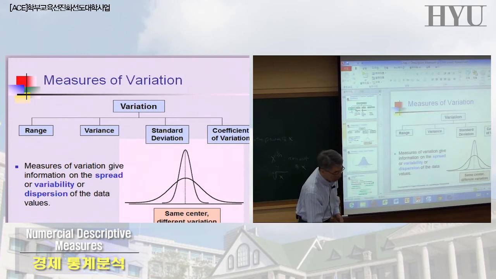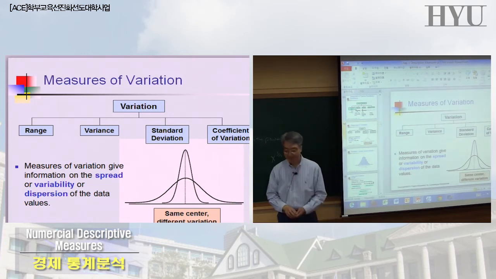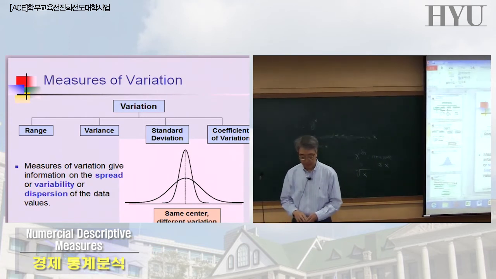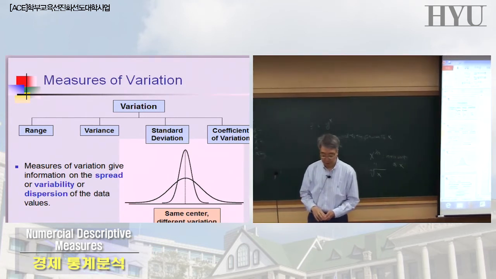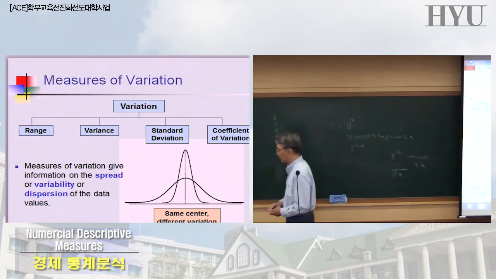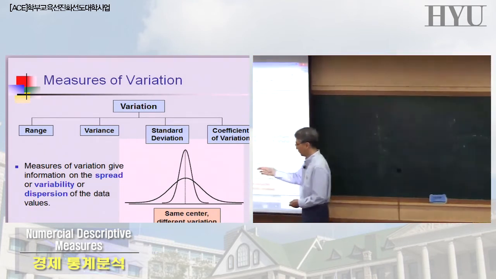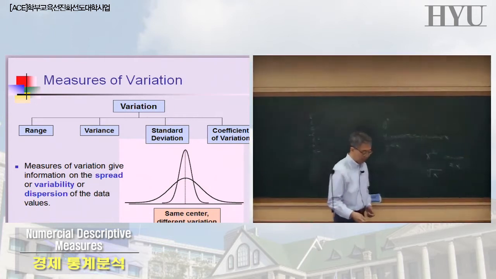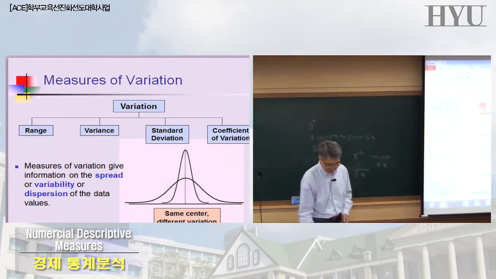when we try to describe data is variation. Again, the concept of variation is how widely the data points are scattered or spread. Okay? So it's a measure of spread or variability in the data.